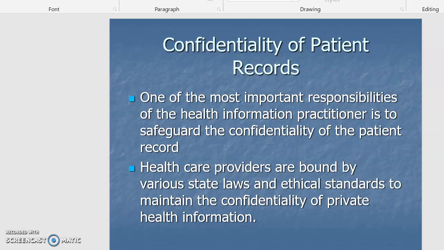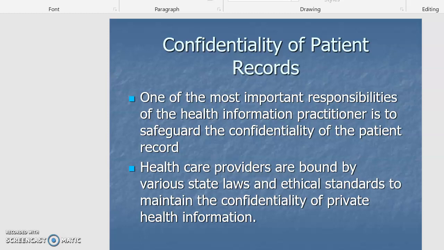So again, if you are working as a medical assistant, health information technologist, or any allied health profession, you want to make sure the information you read in a medical record stays in the medical record. You don't want to talk about anybody's medical record in the elevator, to your friends, or even to your colleagues. Again, you need confidentiality.